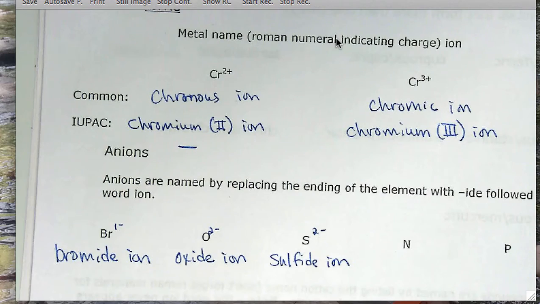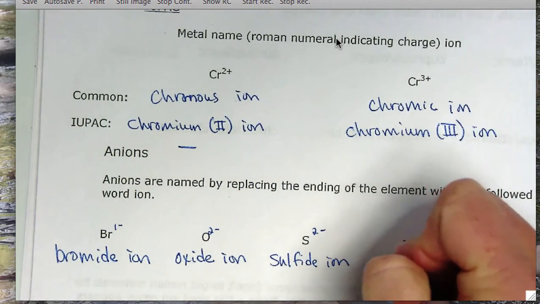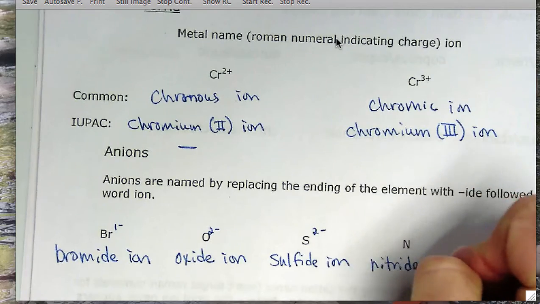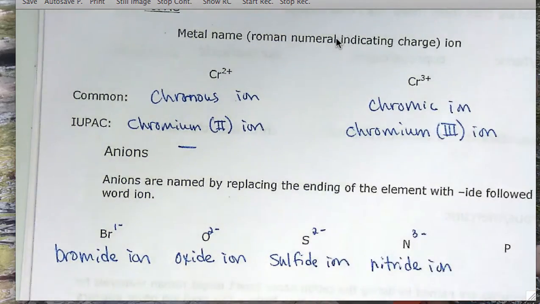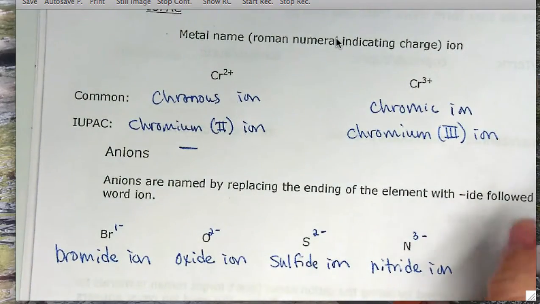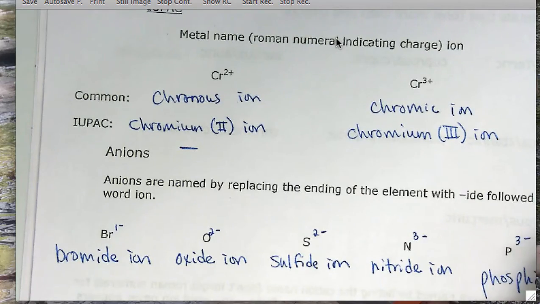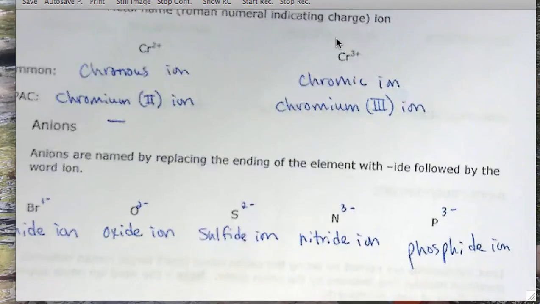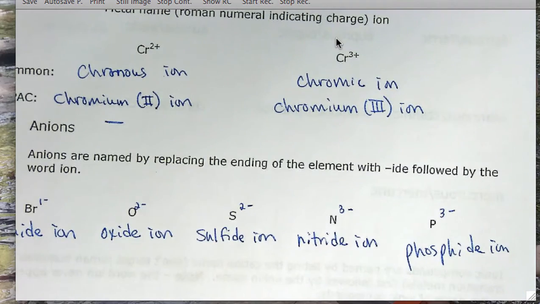What ion does nitrogen form? Nitride ion, good. And then what about phosphorus? What ion does it form? Negative, yes. How would you name it? Phosphide. Okay, phosphide ion. Yes, half point off.